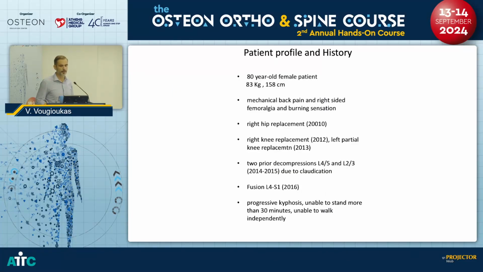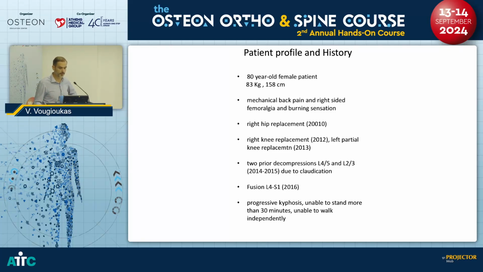So I'm trying to show you from my point of view which patients might gain from an MIS procedure in deformity surgery. And for me, there are 2 kinds of patients. One of them is like this. This is an 80-year-old patient with mechanical back pain and right-sided femoralgia and burning sensation. Had right hip replacement, right knee replacement, left partial replacement, prior decompressions, fusions, and so on. Thousands of problems, is not functional.